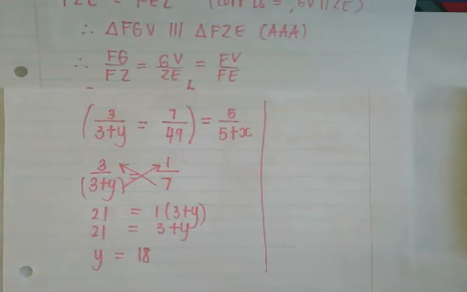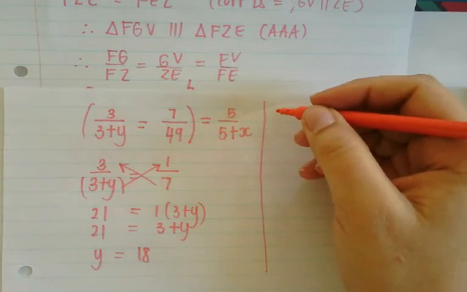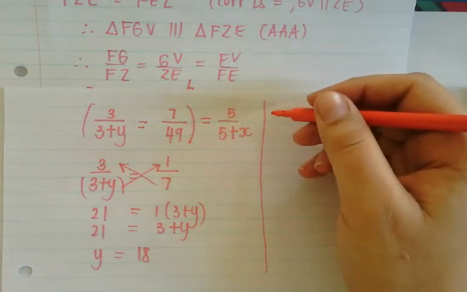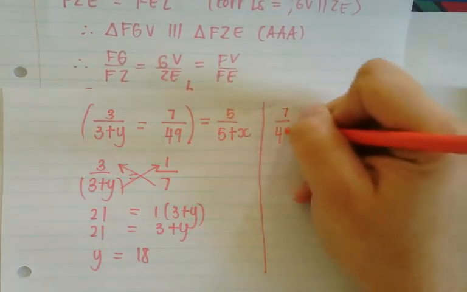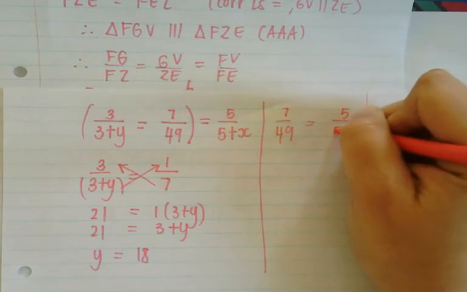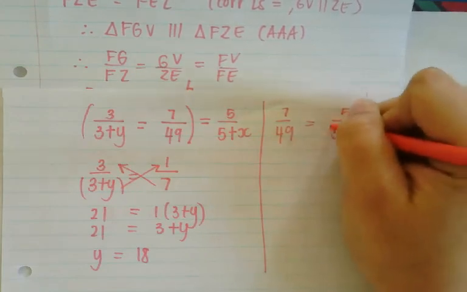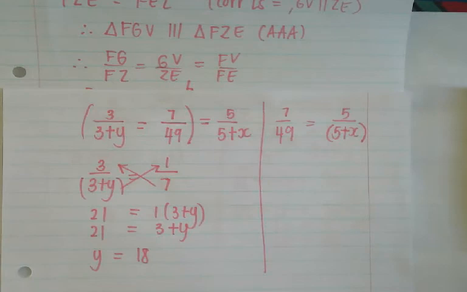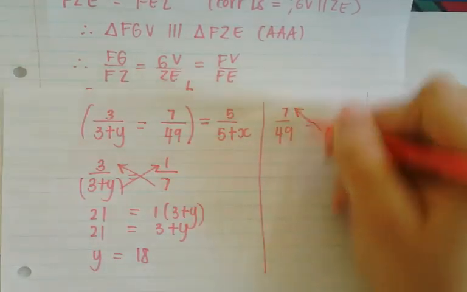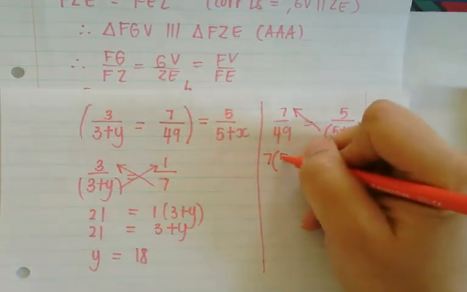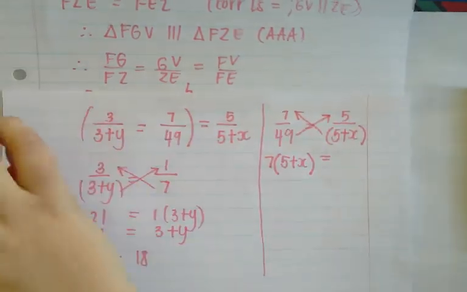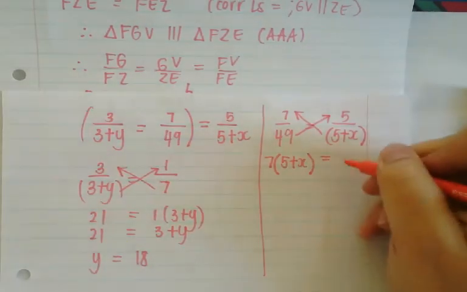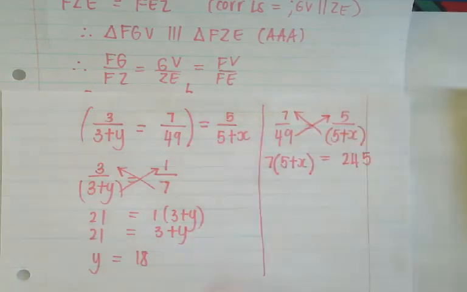I will do the second one without simplifying, because the simplifying seems to be confusing you guys. 7 over 49 is equal to 5 over 5 plus x. Immediately I'm going to protect it, because I know that it has to be multiplied as a whole unit. So I'm going to cross multiply, which is 7 times the bracket, and cross multiply 49 times 5, 245. Ma'am, I still did not get 18.